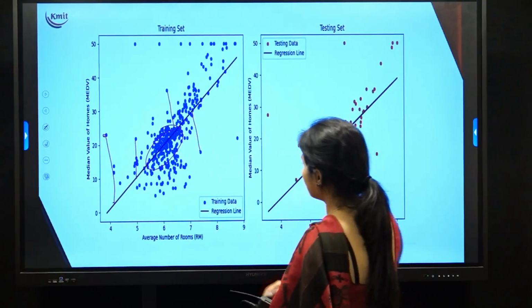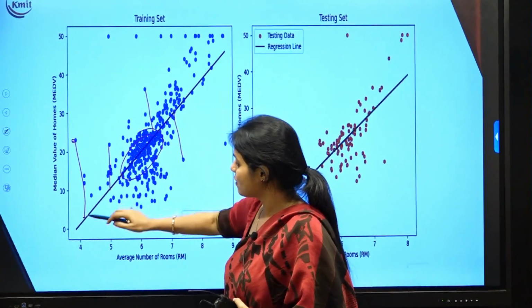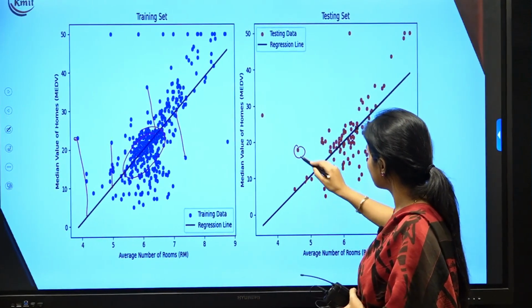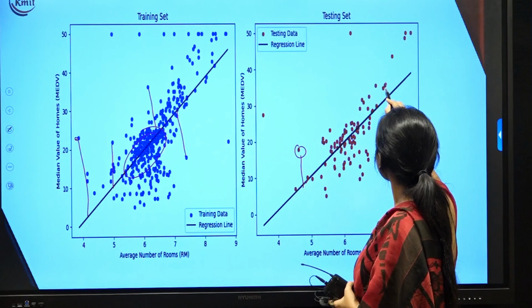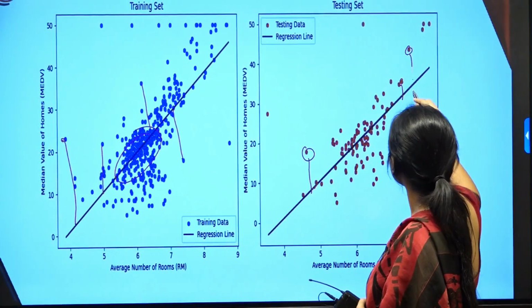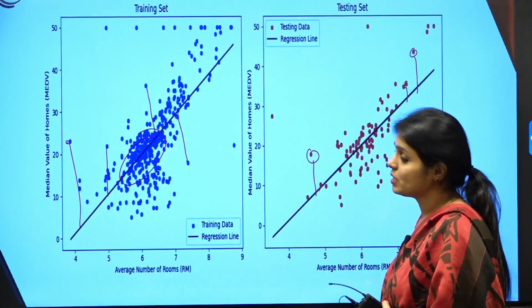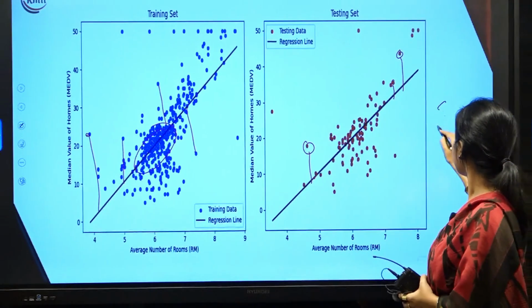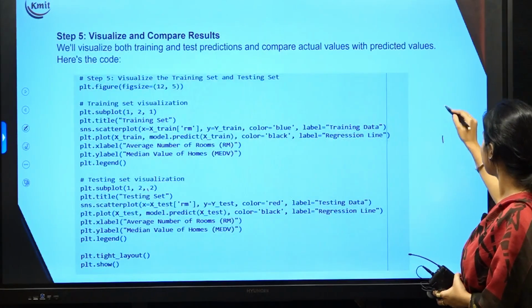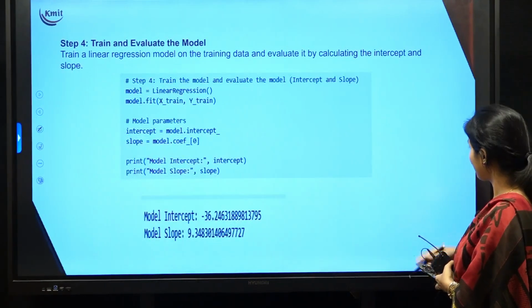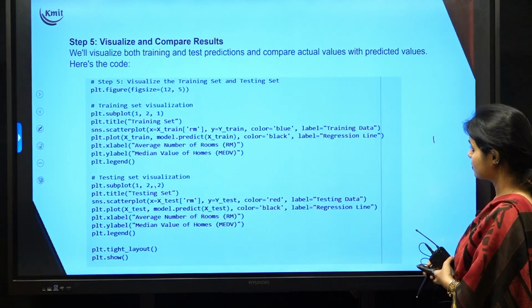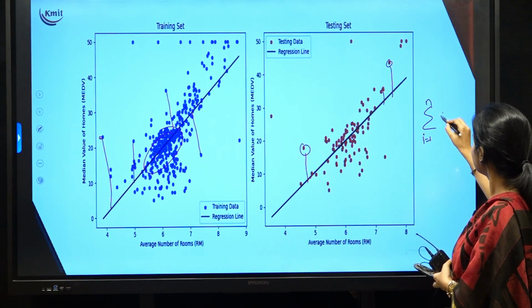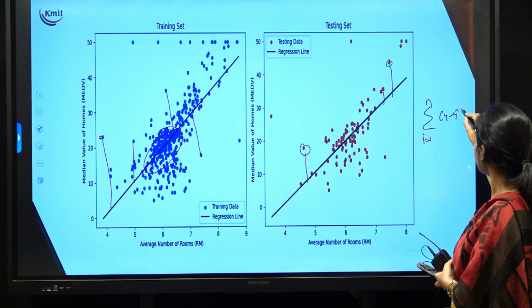When you look into this figure, these blue dots are the actual values and these are the predicted values. This is the actual value, this is the predicted value for this point; actual value, predicted value. So this difference is what MSE captures. What is MSE? It is the summation of i equals 1 to n of (y minus y cap) whole squared.